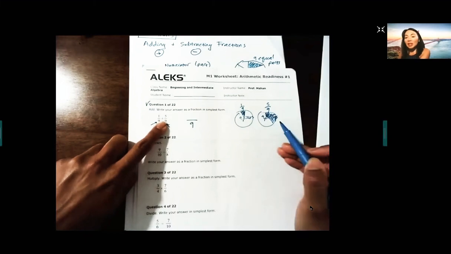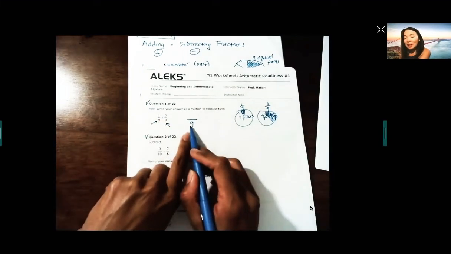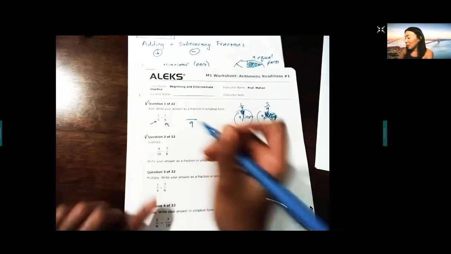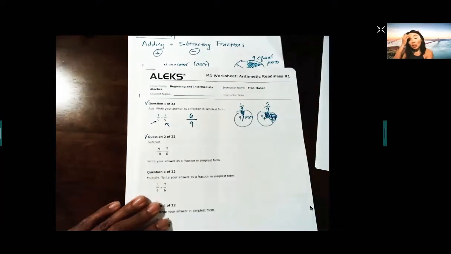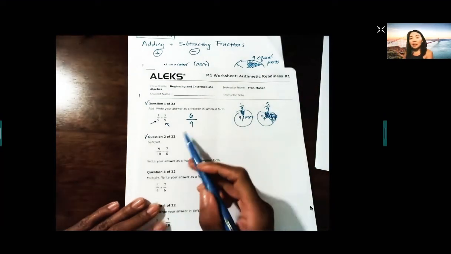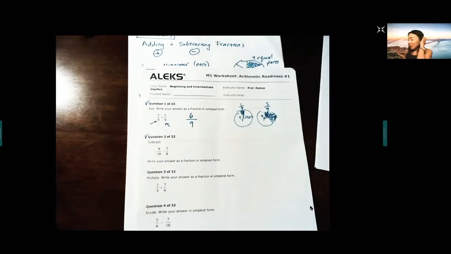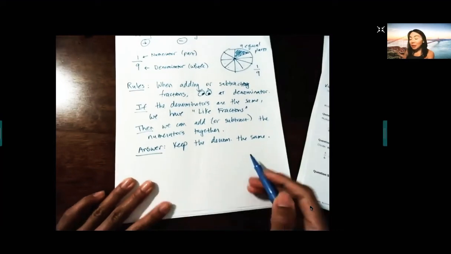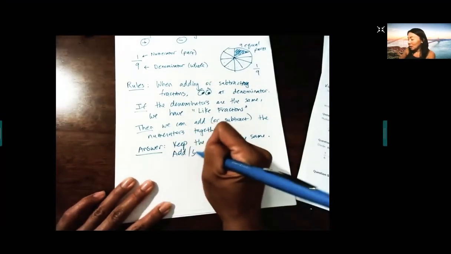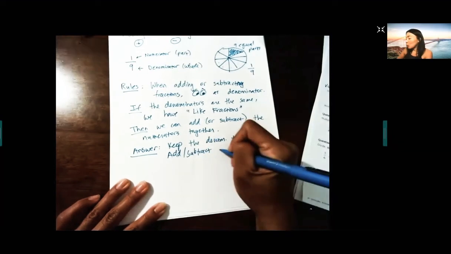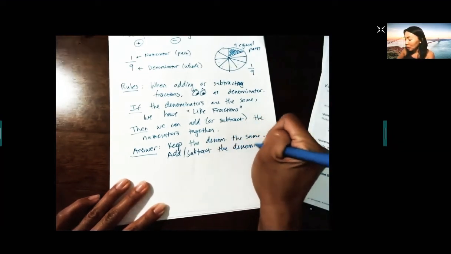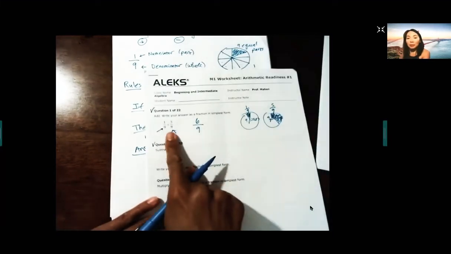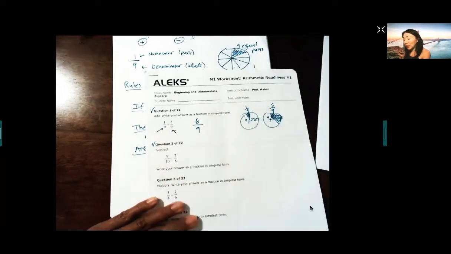So in the end, it's still out of 9 pieces, but the part that's shaded is 1 plus 5, right? So 1 plus 5 gives me 6/9. So 6/9 is the temporary answer for now. So you add the numerators and you keep the denominator the same. Keep the denominator the same and add or subtract, whether there's an adding or subtraction sign. So that's pretty simple in terms of like denominators or like fractions.